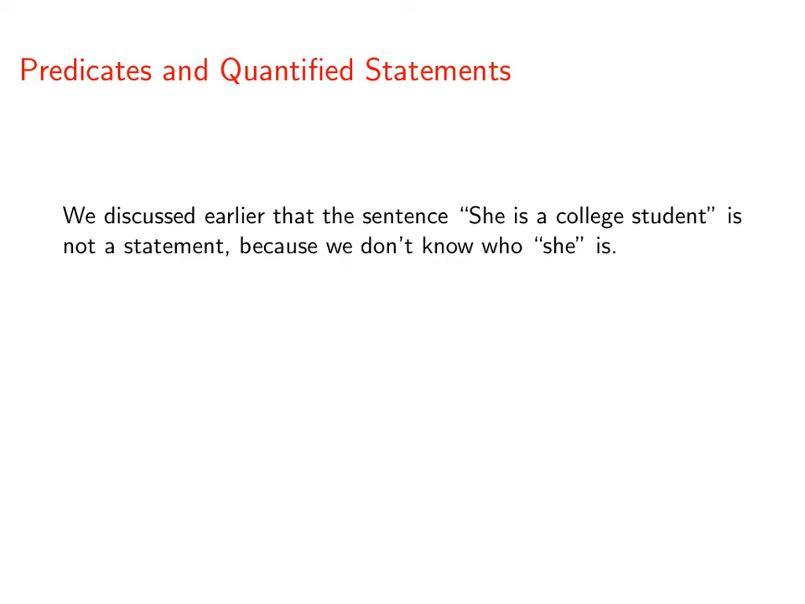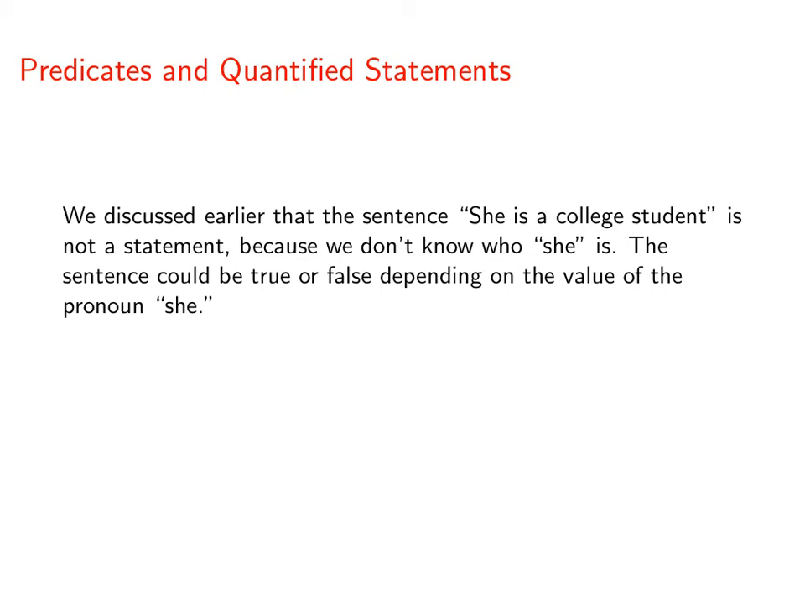Hello, discrete math fans. We've talked earlier about things like this. If we write "she is a college student," this is not a statement because we don't know who she is. Statements must have truth values associated with them. The sentence could be true or false depending on the value of the pronoun "she." So in a way, we really ought to think of "she" as being like a variable.